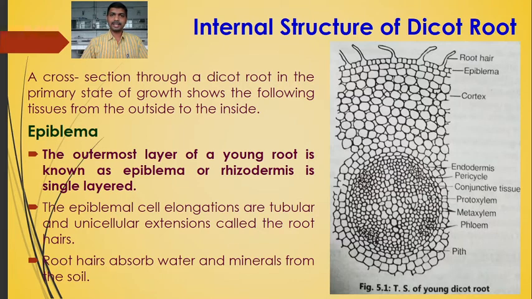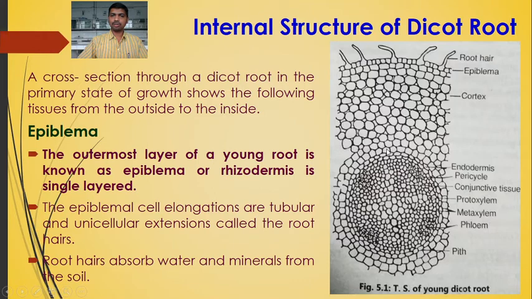Okay, so the first is the internal structure of the dicotyledon root. A cross section, a TS through a dicot root in the primary stage of growth shows the following tissues from outside to the inside. So what are the tissues present from outside to the inner side? In case of root, the epidermis is called epiblema. So from outside towards the inner side, the tissues are epiblema, then cortex, then endodermis, pericycle and vascular bundles, and at the center there is a pith.